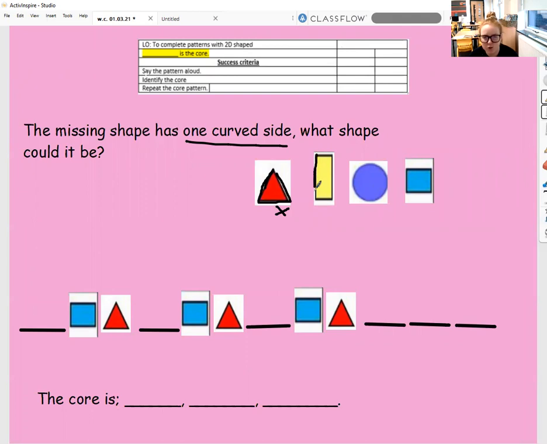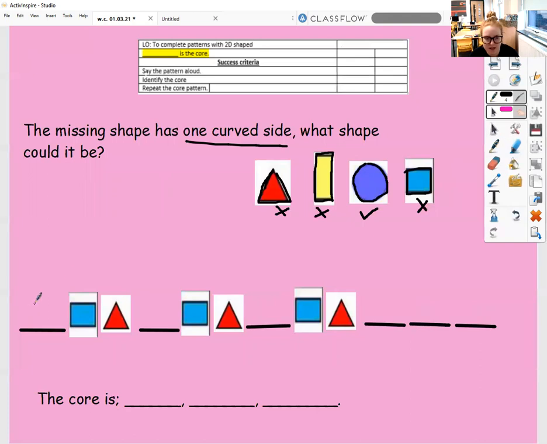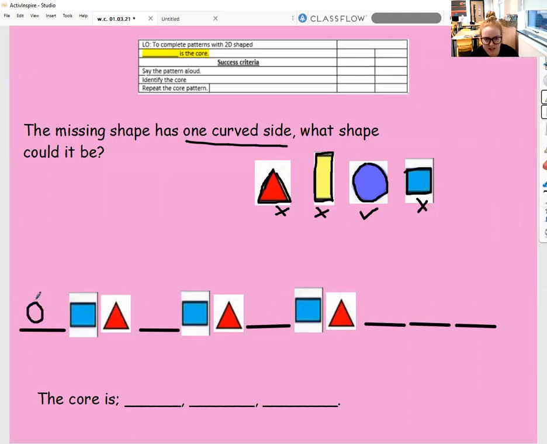So my rectangle has 1, 2, 3, 4 straight sides, which are not equal. Could it be a rectangle? Nope. My circle has 1 curved side. Could it be a circle? Yes, it could be a circle. And my square has 1, 2, 3, 4 straight sides, which are equal. Could it be a square? No, it could not be a square. So I know my missing shape is a circle. So I'm going to pop a circle in all of my missing shape spaces.